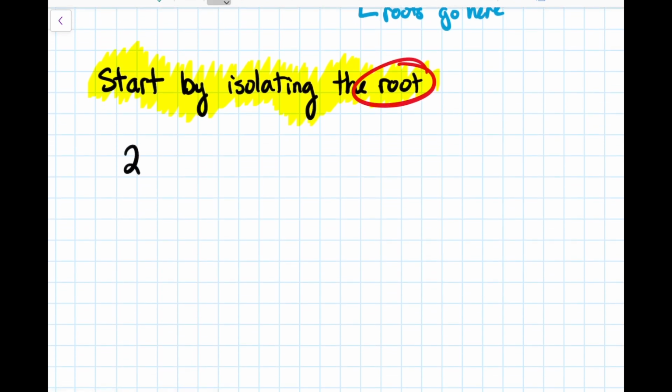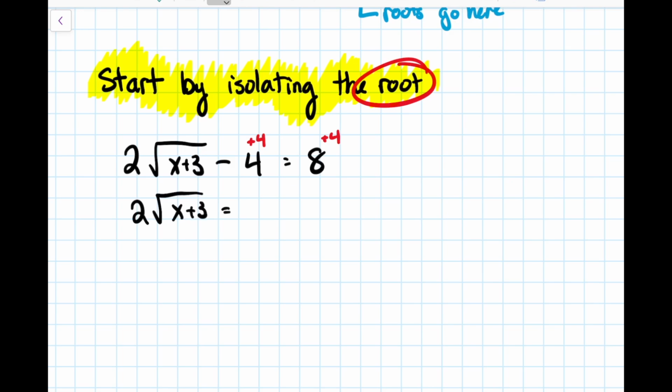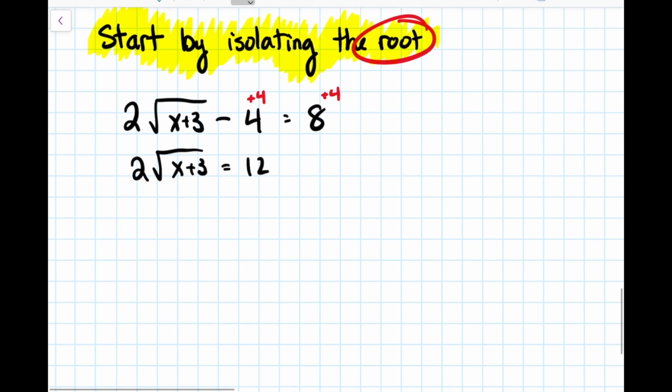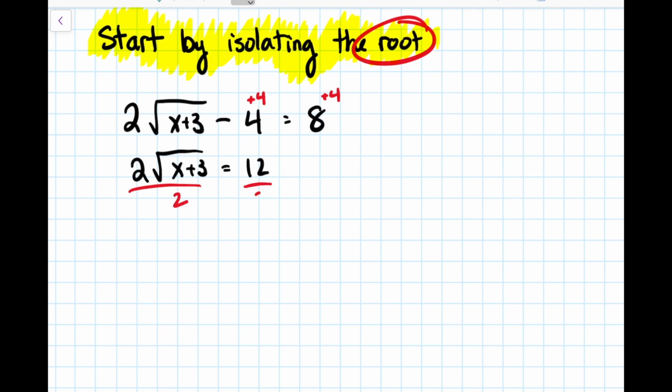So we've got 2 root x plus 3 minus 4 equals 8. And so if we're thinking SAMDEB, we're going to start with subtraction and addition. So that's that minus 4. So we're going to add 4 on both sides, which is going to get me 2 root x plus 3 equals 12. Then this is where a lot of people tend to go wrong. Some people leave that 2 there, and you definitely don't want to leave that 2. So we're going to divide both sides by 2 as well, which is going to get me root x plus 3 equals 6.